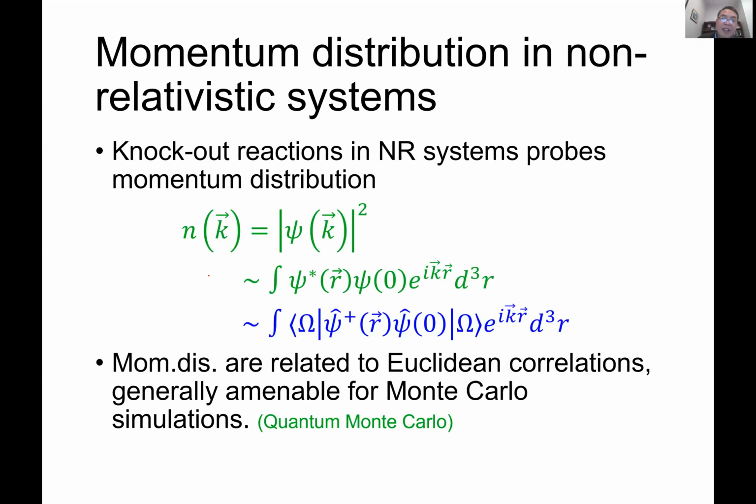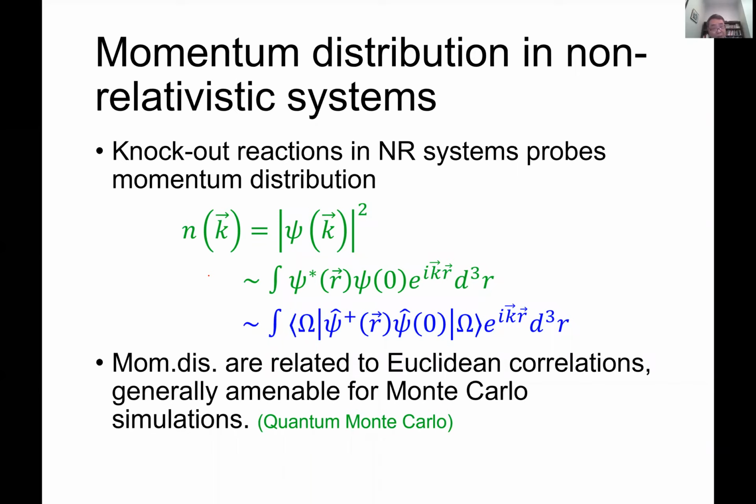In the knockout reaction processes, what people measure is called the momentum distributions. In fact, like in the liquid helium-4 example, we wanted to know whether there's a Bose-Einstein condensation, whether momentum could be concentrated at k equals 0. So you wanted to measure the momentum distribution of the system.